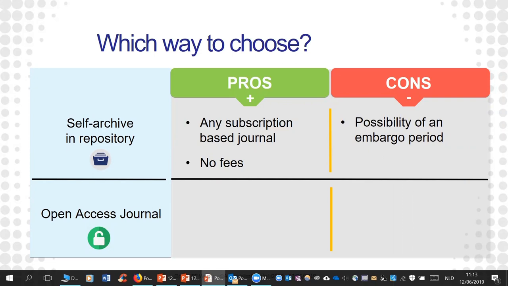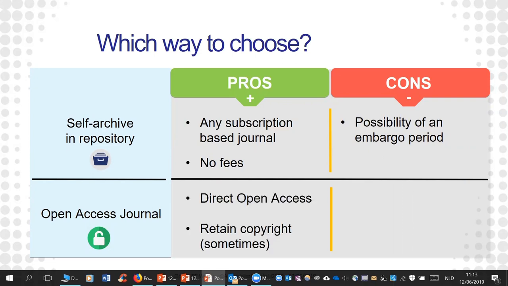If you go for an open access journal, of course, you have direct open access. It will be published online immediately. And sometimes you can retain your copyright. So there are no limits on what you can do with your own article.